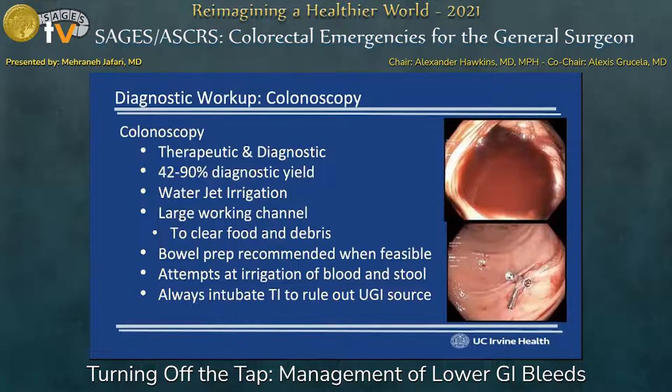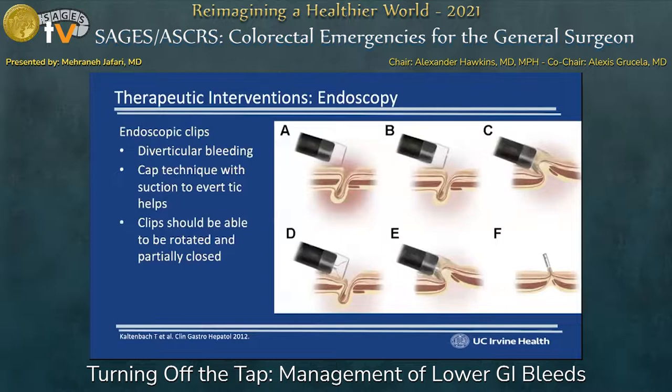Diagnostic workup: colonoscopy can be very helpful. It can be therapeutic and diagnostic. Remember, you want to have a water jet irrigation. You want to have a large working channel to clear food and debris. Bowel prep is recommended when feasible. Irrigate all the food and the blood. And always intubate the terminal ileum to rule out an upper GI source.